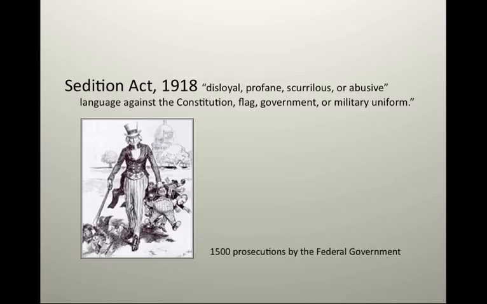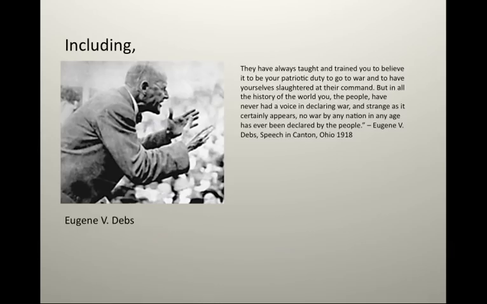The following year, the Sedition Act was passed by Congress in 1918, targeting all, quote, disloyal, profane, scurrilous, or abusive language against the Constitution, flag, government, or military uniform. So broadening the net here to include anyone who might give a speech or say something publicly that would be critical of the war or the government. Now, the federal government meant business here. Over 1,500 prosecutions during the war of those charged with violating either the Sedition Act or the Espionage Act.